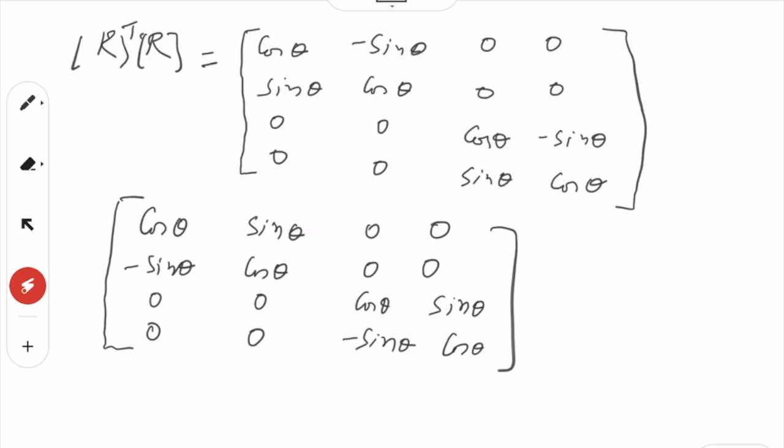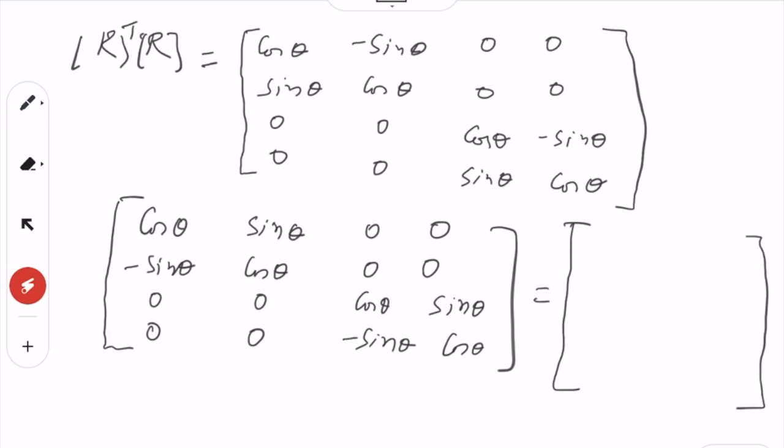We can check also. The row becomes column, column becomes row. So let's go row by row, starting with the first row of the transpose and each column of R. Hence we can write whatever the value is. So let's find out what the value is.